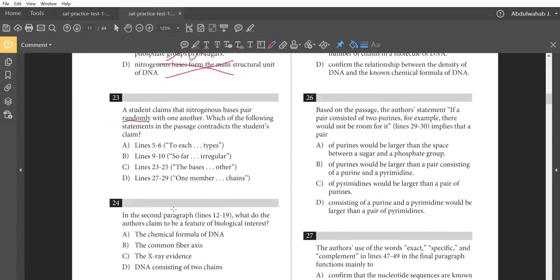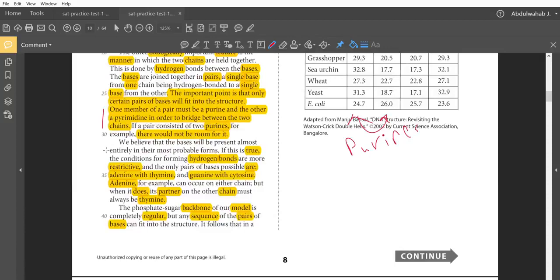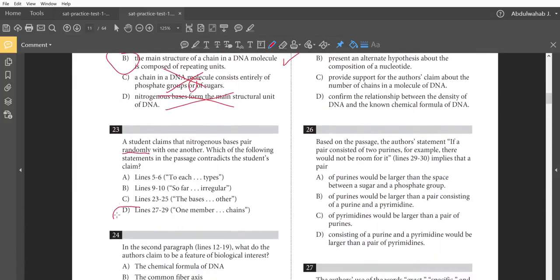But I'm going to go through D. I'm going to read the lines, so 27 to 29. Always make sure of your right answer, and you need to know why the other answers are wrong. By doing this, you can actually have a higher probability of getting the right answer. So one member of a pair must be a purine and the other a pyrimidine in order to bridge between the two chains. Now this negates what the student has said. He said they could pair up randomly. Now the text says no. It says a purine has to be paired with a pyrimidine in order to bridge between the two chains. So that's why D is the right answer.